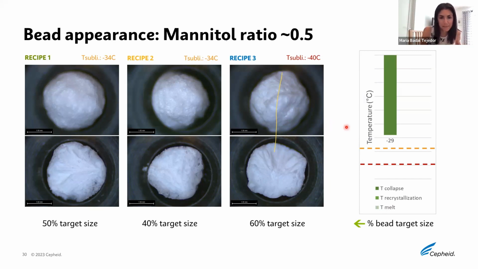It did not have the time to recrystallize. Perhaps more time was needed, since we started to sublimate the ice crystals until the collapse temperature was reached in the product. And at the same time, probably all the other excipients already hinder the crystallization of mannitol, so it could not crystallize, and in that case it acts mostly as a plasticizer rather than a bulking agent.